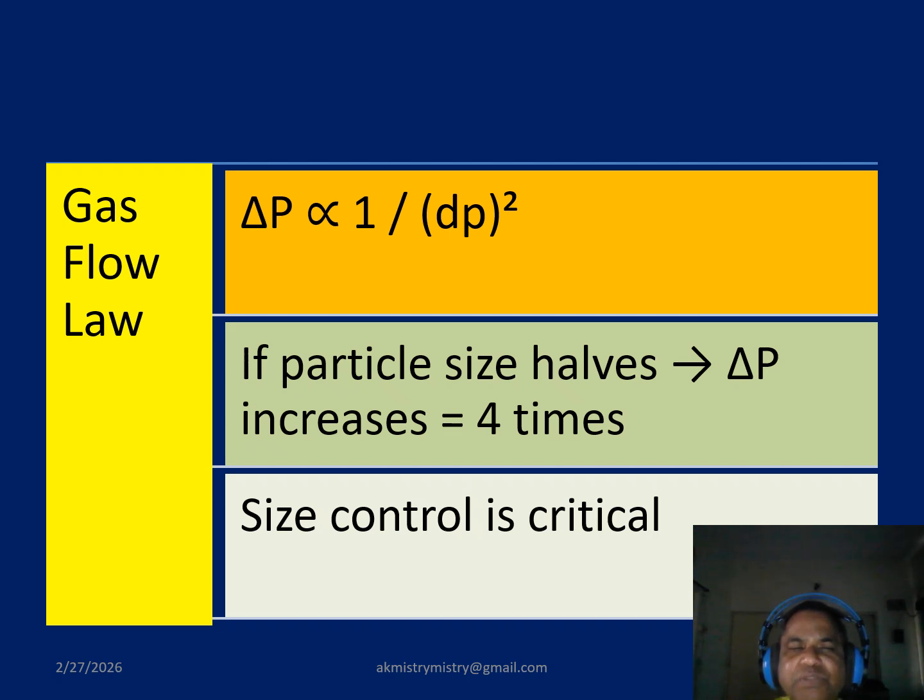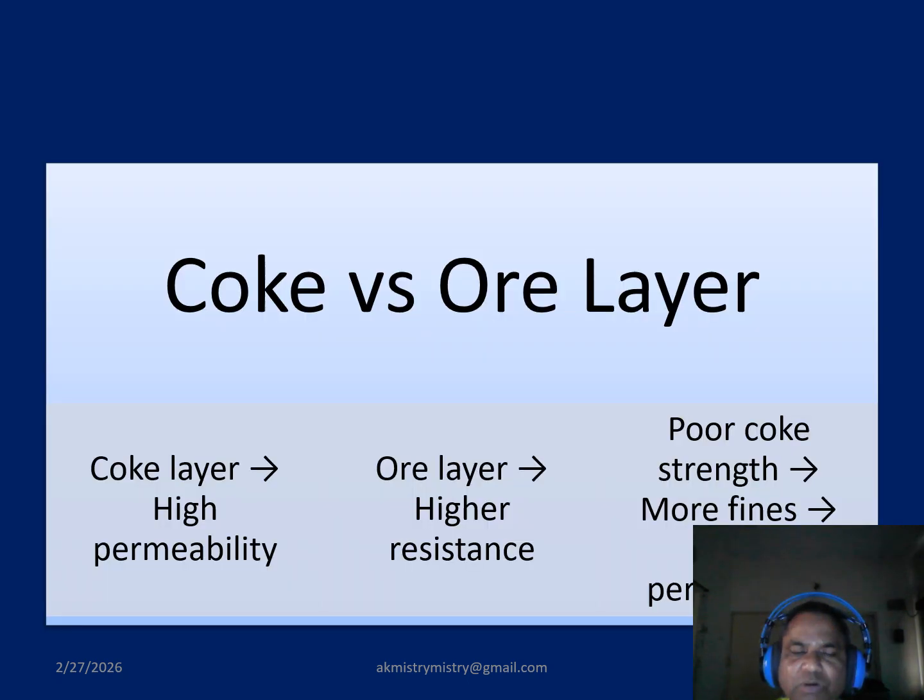So this is why fines are the enemy. Small particles fill up the voids between the larger particles, drastically reducing voidage, as we have seen already in the earlier slide. This leads to operational headaches like hanging, slipping, and irregular gas flow patterns also.